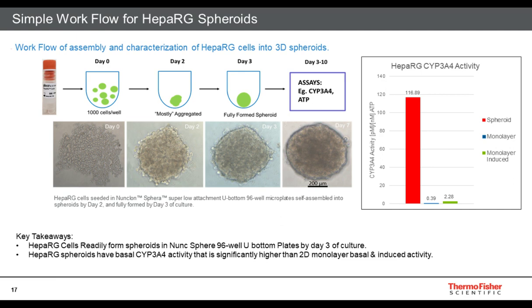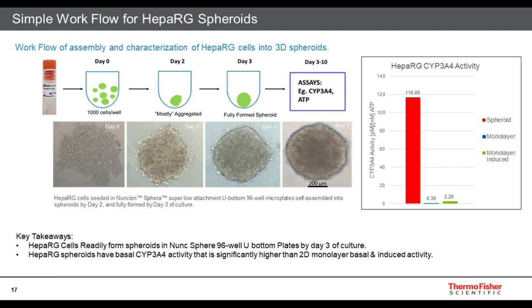So I first set out to see if it was even possible to form HepaRG spheroids. In the top left, you can see the workflow. All you do is you thaw the cells and seed 1,000 of them per well of a Nunclon Sphera super low attachment U-bottom 96-well plate. By day 2, the spheroids have mostly formed, but by day 3, they're fully formed with a really nice outer outline that you can see here. And we'll actually get into it later. That's actually when they're the most functional.